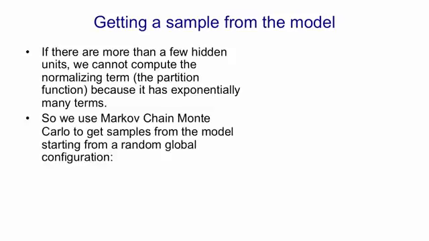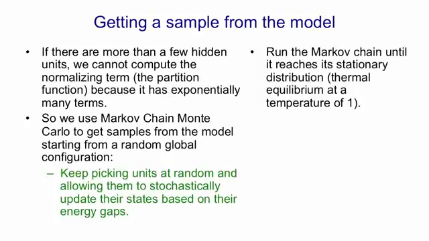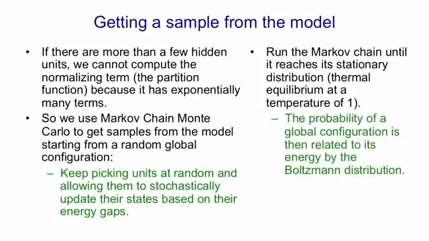But we can use Markov chain Monte Carlo to get samples from the model by starting from a random global configuration and then picking units at random and updating them stochastically based on their energy gaps. Those energy gaps being determined by the states of all the other units in the network. If we keep doing that until the Markov chain reaches its stationary distribution, then we'll have a sample from the model. And the probability of that sample is related to its energy by the Boltzmann distribution. That is, the probability of the sample is proportional to e to the minus the energy.